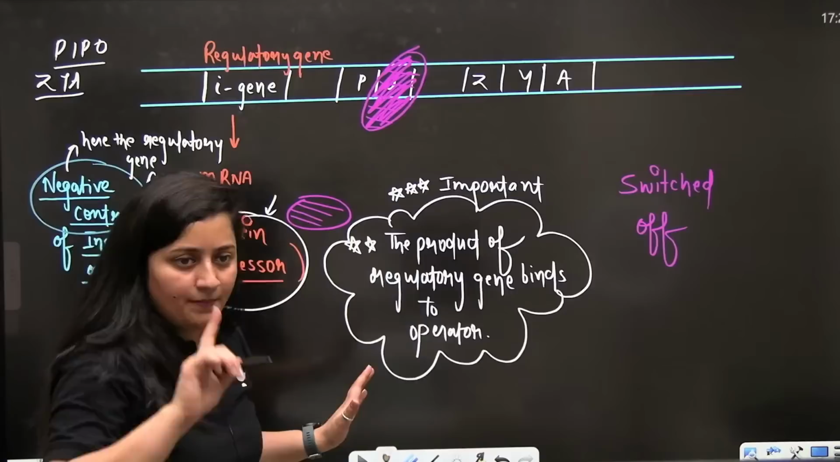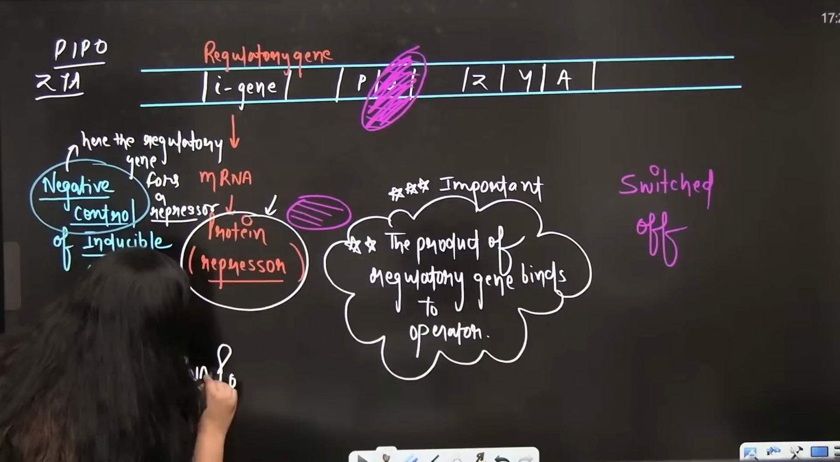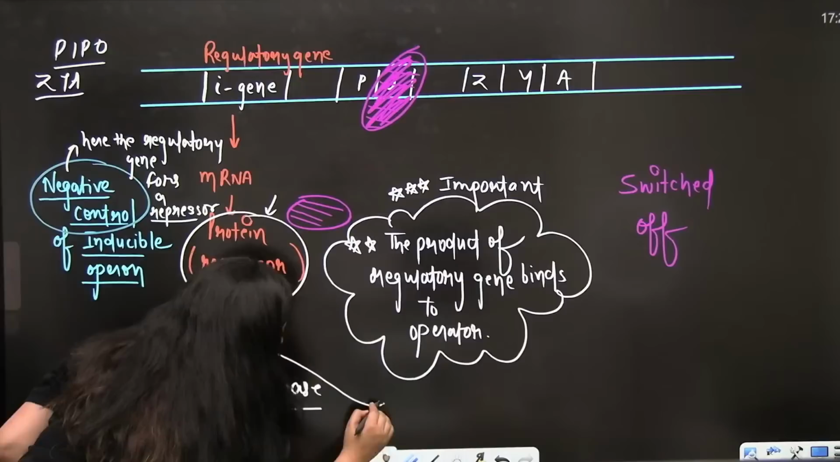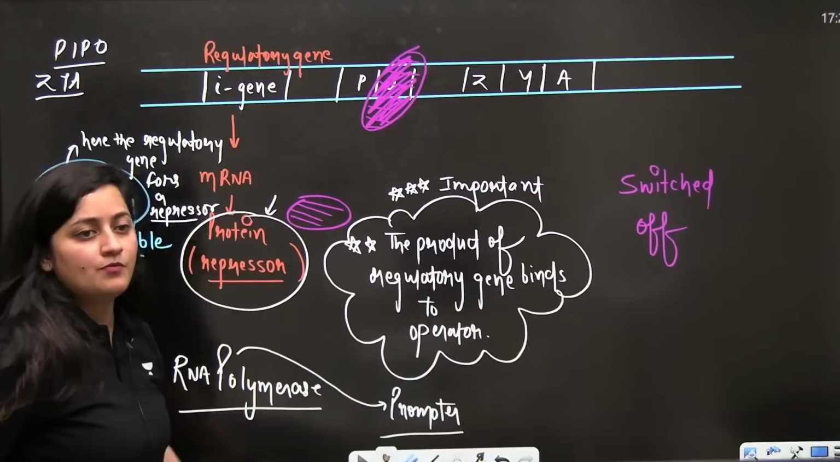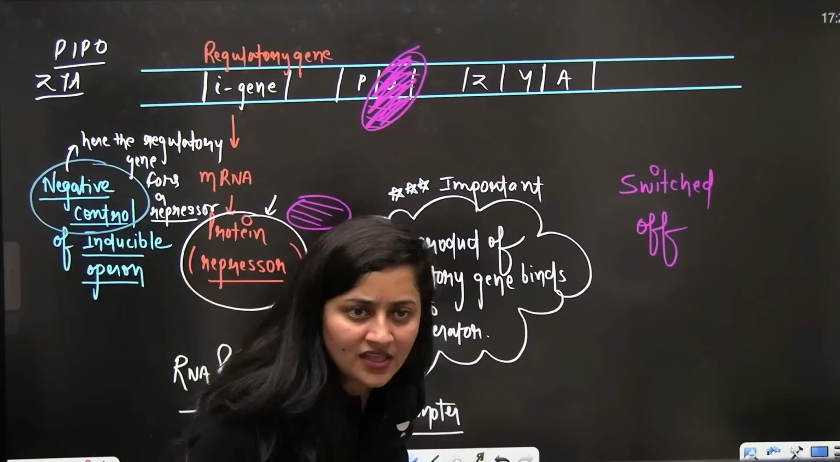Second important point is, always remember, P for promoter: RNA polymerase always binds to the promoter. Another important question it is. Okay, so by default, this is the condition.